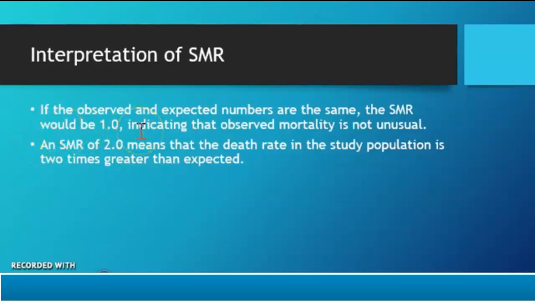Just as a general rule of thumb, how do you interpret the standardized mortality ratio? If the observed and expected numbers are the same, then you know that the mortality rate is actually the same. The observed mortality is not something unusual, and it's not different from the expected. But if the SMR is 2, that means the study population has a 2 times greater than expected mortality rate, which is cause for alarm. So there's something happening.